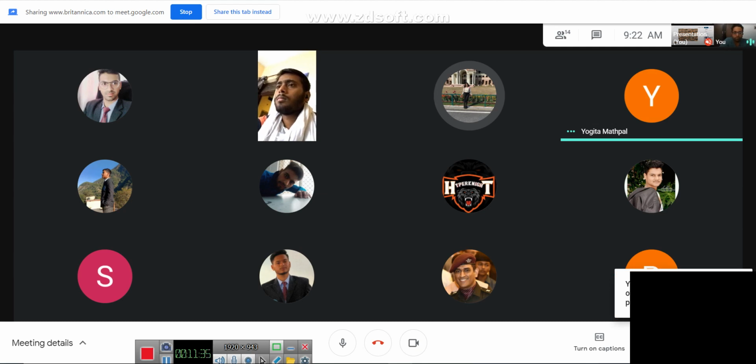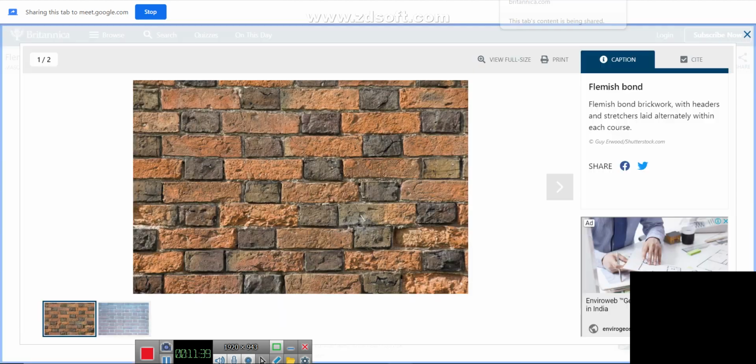Now, your question is why you are having different bonds, right? There are different applications for different bonds. I am going to discuss that. When you see the difference between English and Flemish bond, I'll explain in what situations you will be using English bond and in what situations you will be using Flemish bond.